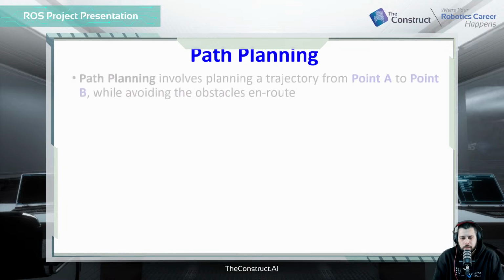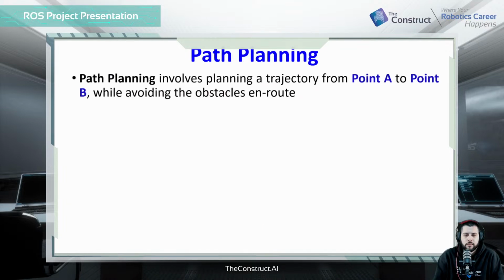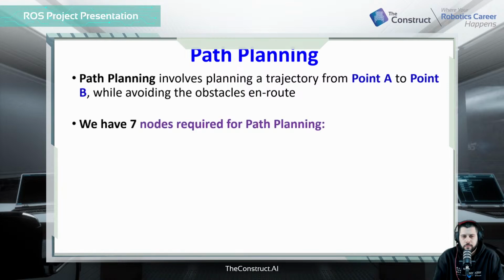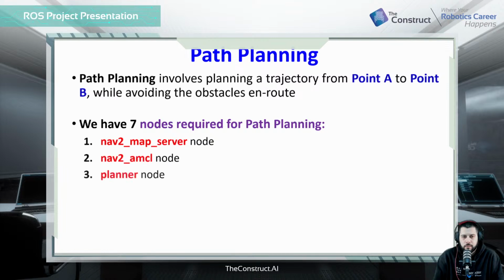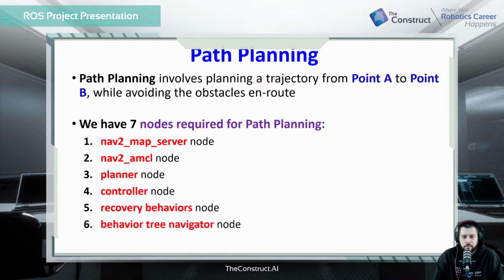Then we have path planning. Path planning involves planning a trajectory from point A to point B while avoiding obstacles en route. And we have 7 nodes required for path planning, which are nav2 map server node, nav2 AMCL node, planner node, controller node, recovery behaviors node, behavior tree navigator node, and lifecycle manager node.